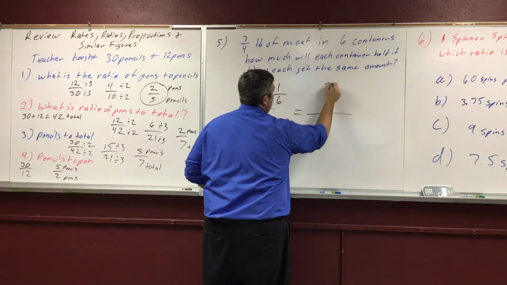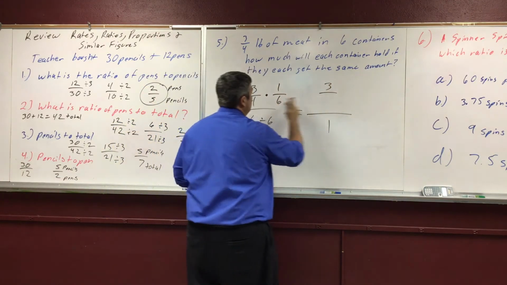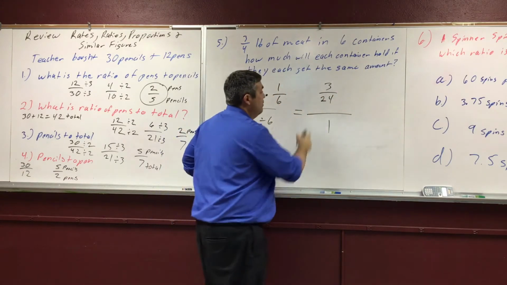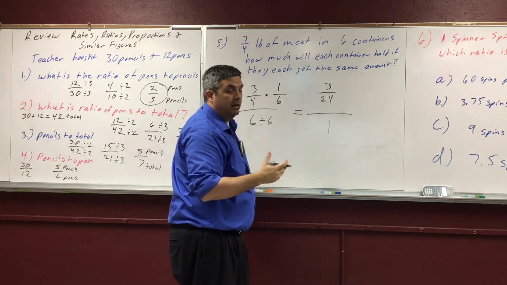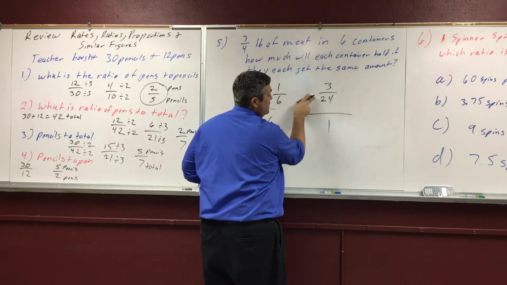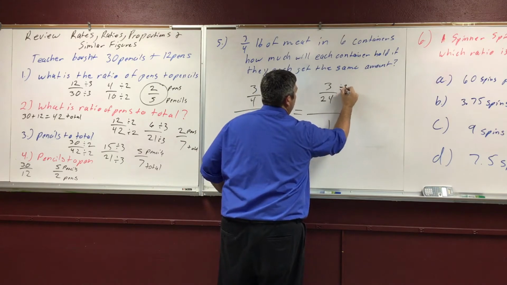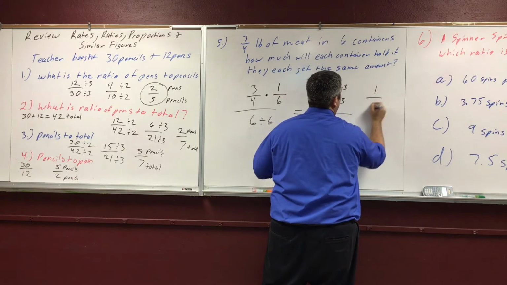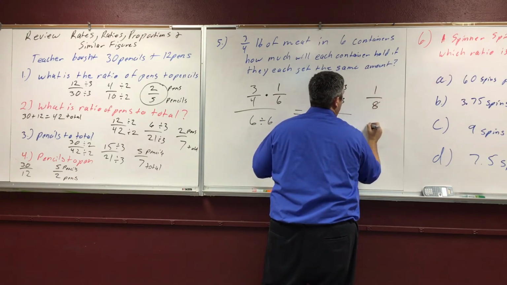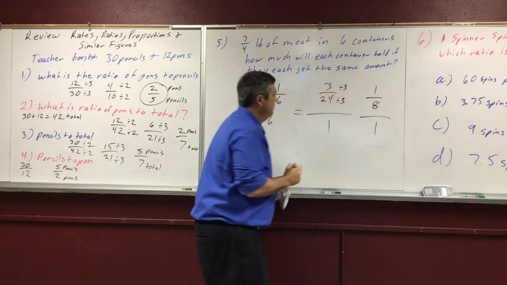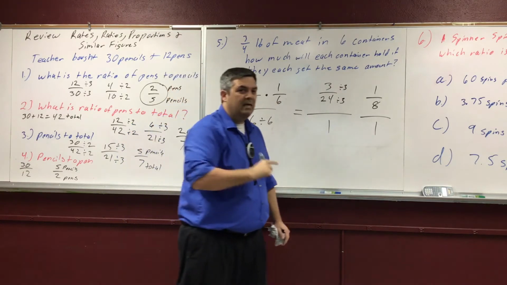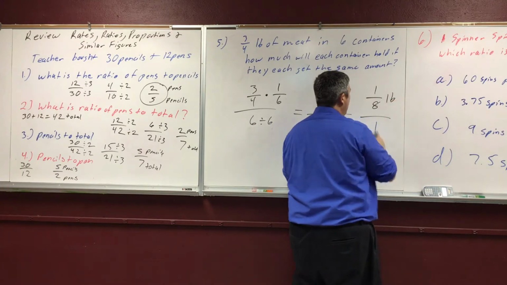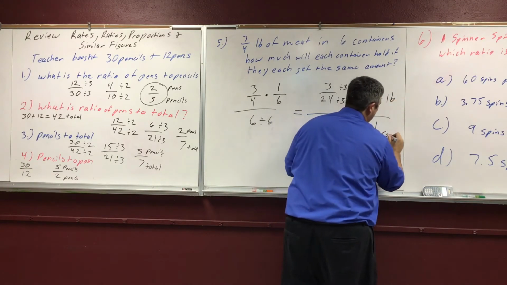3 times 1 is 3. 6 times 4 is 24. Make sure I got that right. Yep. And now I'm going to reduce. But what do I reduce by? Well, a number that goes into both of these equally. Divide by 3. Divide by 3. Gets me 1/8 over 1. Okay, so 1/8 of a pound per 1 container.